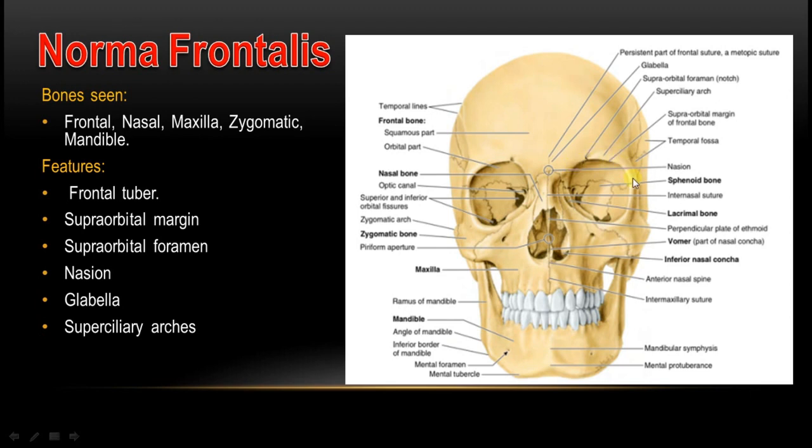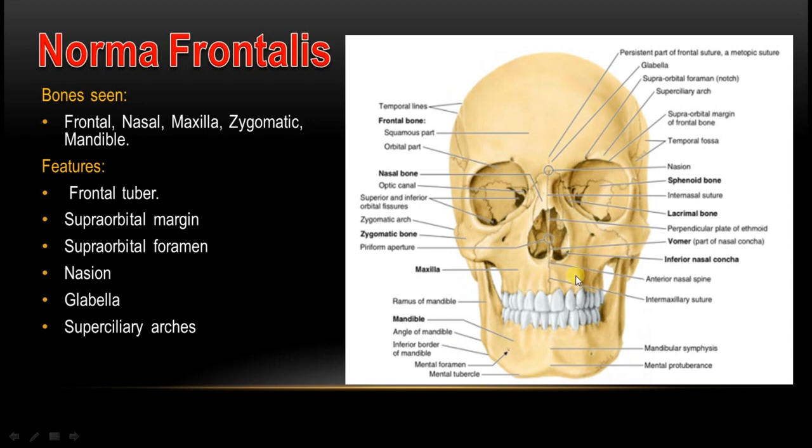The lateral margin is formed by the frontal and the zygomatic bone. The inferior margin is mainly formed by the maxilla and part of the zygomatic bone, and the medial margin is mainly formed by part of the maxilla, frontal and the lacrimal bone. Okay, so those are the margins of the orbit. Then above the canine tooth, you are able to see an elevation which is called the canine eminence.